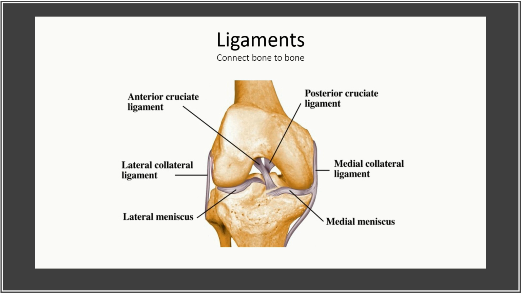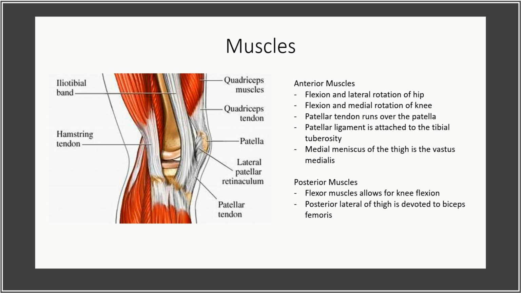The ligaments in the knee include anterior cruciate ligament, also known as the ACL, lateral collateral ligament, the LCL, lateral meniscus, posterior cruciate ligament, PCL, medial collateral ligament, which is also known as the MCL, and the medial meniscus.